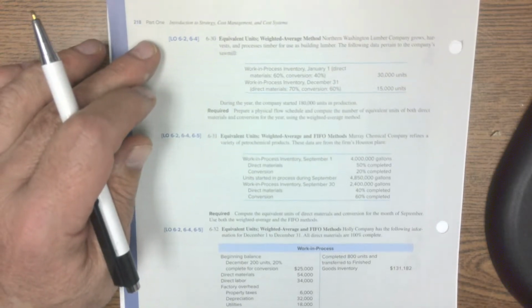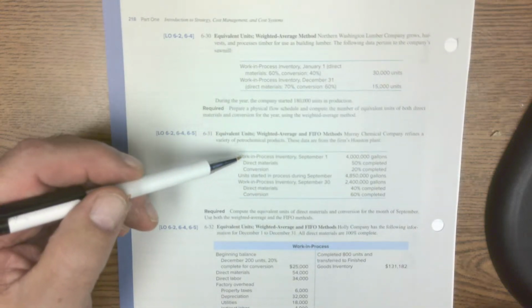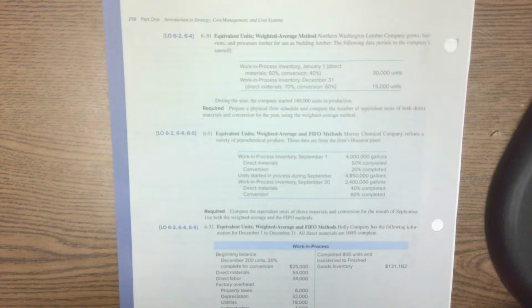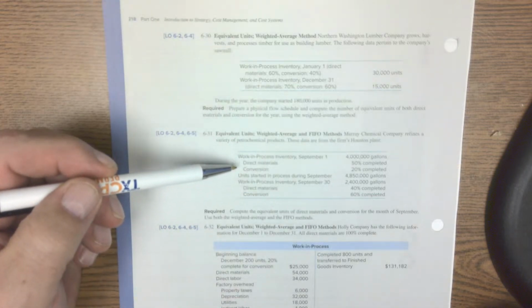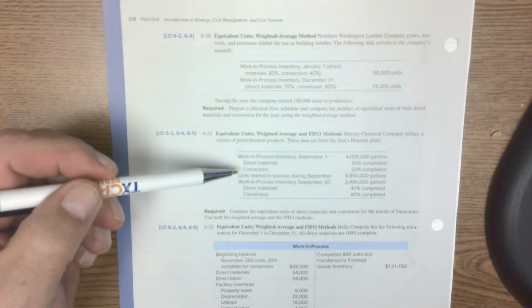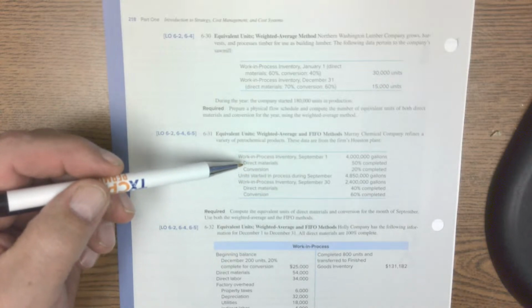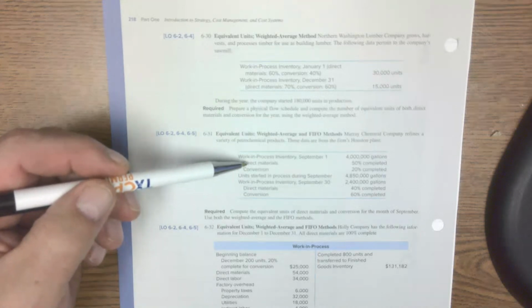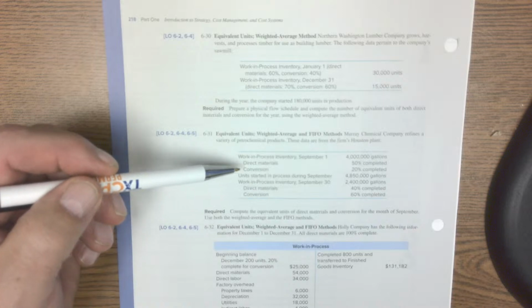So step one. We're told in the narrative here that we have a beginning work in process inventory of 4 million gallons, 50% completed for direct materials and 20% completed for conversion. Now that is not necessary for the weighted average method. That's only necessary if we're going to do FIFO. So we can ignore the percent complete on the beginning inventory.